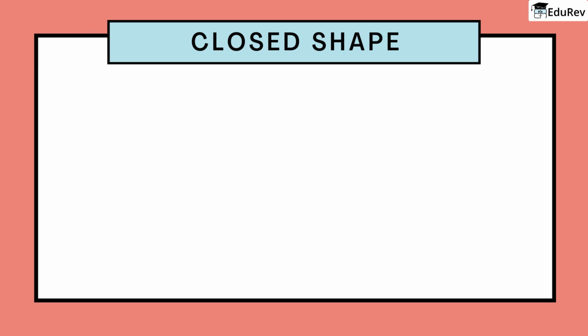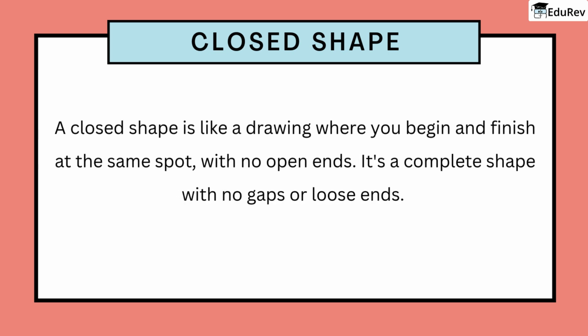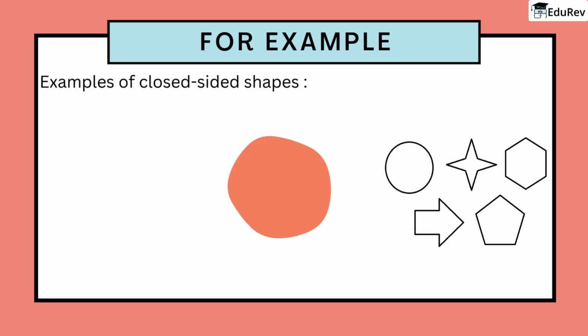On the other hand, a closed shape is like a drawing where you begin and finish at the same spot with no open ends. It's a complete shape with no gaps or loose ends. For example, a triangle is a closed shape because it forms a complete loop with no breaks.